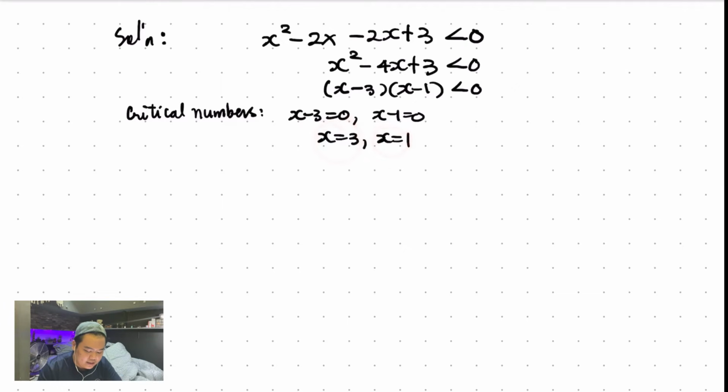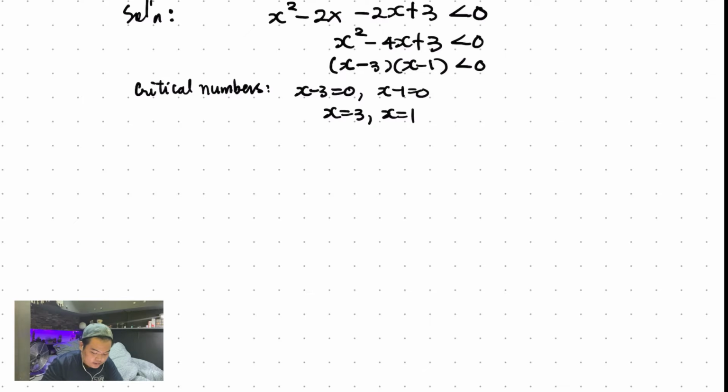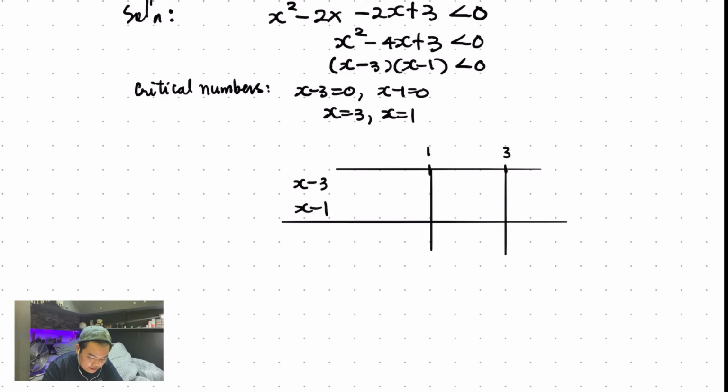So, gagawa na tayo ng table. Okay, anong table? Nilista yung mga factors. X minus 3, x minus 1. At isipin nyo, itong horizontal line na dinodrawing ko, number line yan. So, i-arrange nyo si 1 tsaka si 3. Okay? Tapos, doon sa last row, ilalagay nyo ito. Okay? So, product ng x minus 3 and x minus 1. And then, mag-a-assign ka ng mga signs dito kung positive, negative, etc.